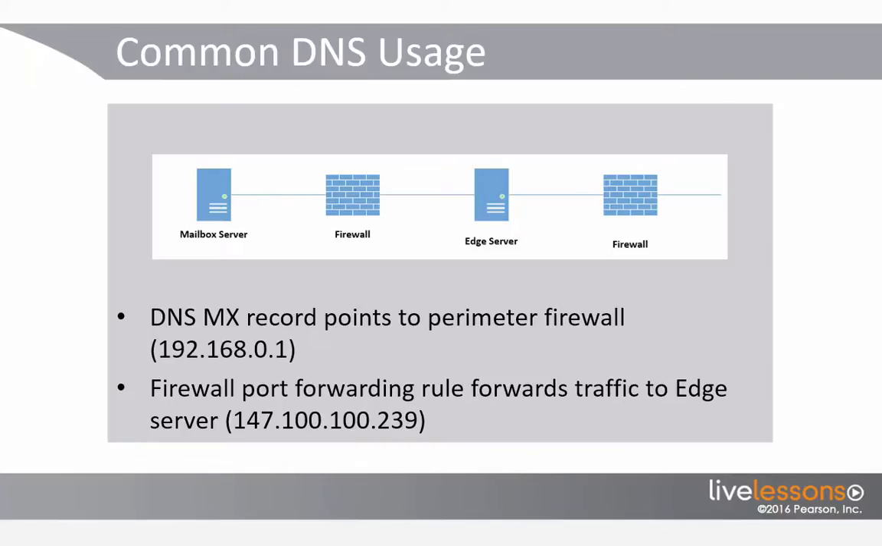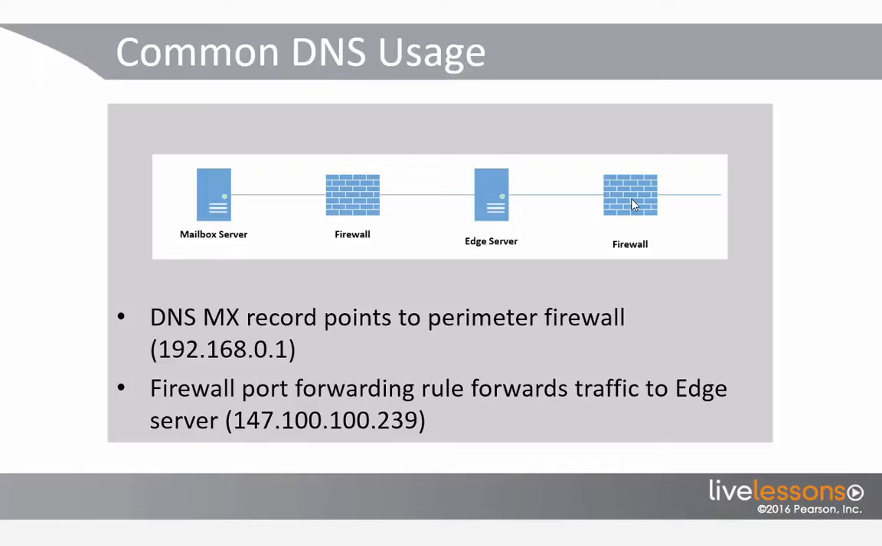So what happens is that when email comes into the organization, it passes through the internet link, through the firewall to the edge server, and then the edge server acts as a proxy and forwards that mail to a mailbox server, where it's eventually placed into the recipient's mailbox. So that's in a nutshell how the process works. So where does DNS come into play in this? Well, in this particular case, what we would do is we would map the DNS record to the perimeter firewall.